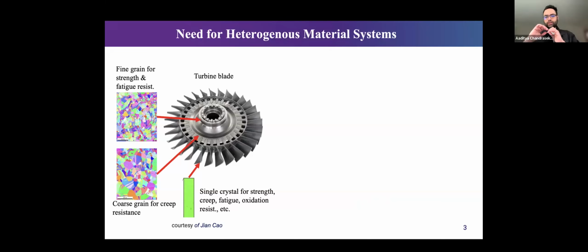Just to set the setting over here, most of the designs that we see today are made up of more of a homogeneous material, but more often than not, one would really benefit if we had access to heterogeneity in the design. For example, take the turbine blade over here. Near the bore, for strength and fatigue resistance, maybe you would want a fine grain. Near the rim, maybe you would want to go for something like a coarse grain for creep resistance. And at the turbine blades, you really want large-grain single crystals for strength, oxidation, and so on. So that's the motivation that we started on.